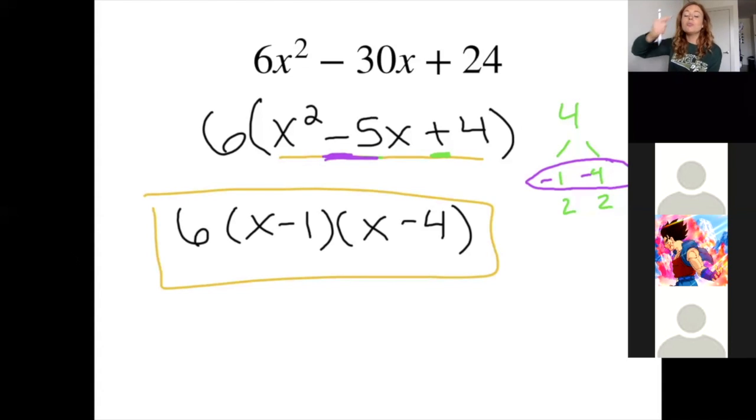So it's the same rule over and over. What do we multiply to get this c value, but add to get the b? Okay.